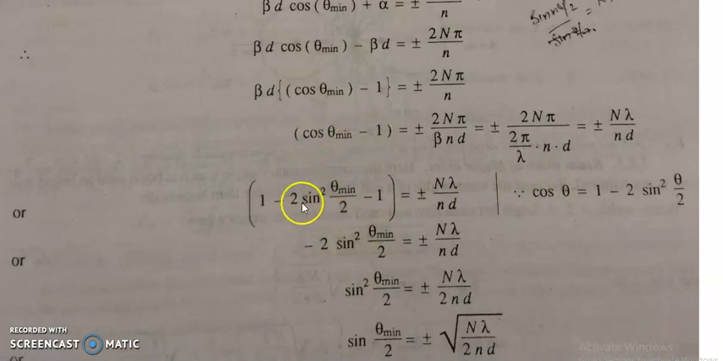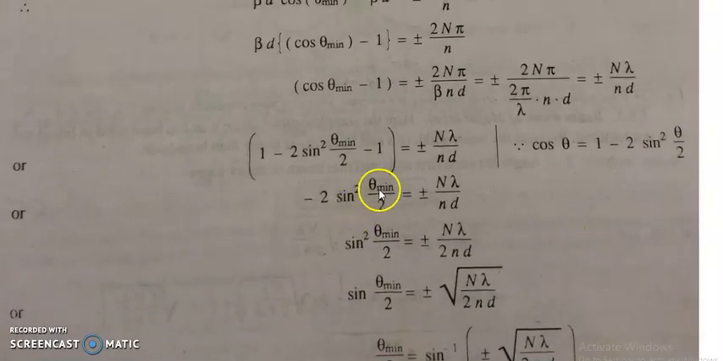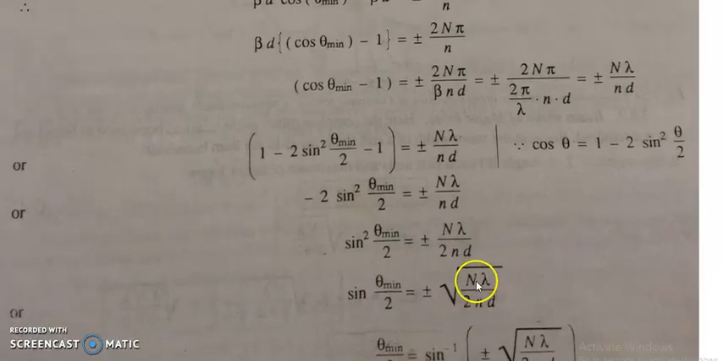Now how are we solving this? Cos theta minus 1, you can write it as minus 2 sine square theta minimum by 2. Why? Since cos theta is equal to 1 minus 2 sine square theta by 2. That is minus 2 sine square theta by 2 is equal to plus or minus n lambda by nd, because you have this 1 cut off, and sine square theta minimum by 2 is plus or minus n lambda divided by 2 nd. Sine theta minimum by 2 is equal to plus or minus root of n lambda by 2 nd.